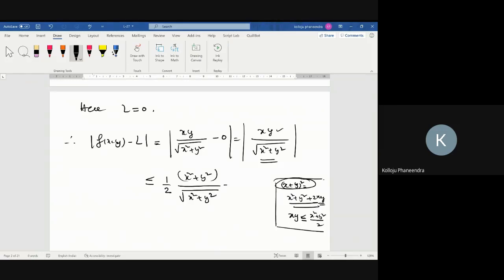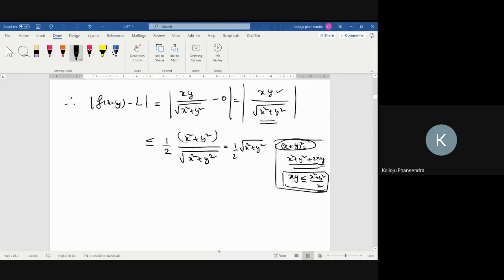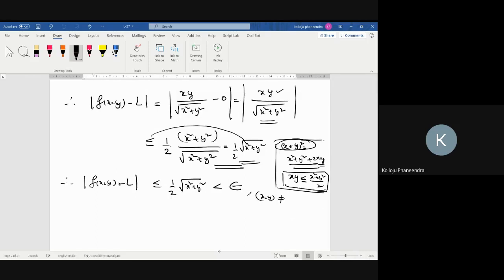Now this is equal to 1 by 2 under root of x square plus y square. So this is the logic: xy is definitely less than or equal to x square plus y square by 2. Now I'm getting this value, and it must be less than epsilon. Therefore, mod xy by under root x square plus y square minus L is less than or equal to 1 by 2 under root of x square plus y square. This must be less than epsilon, and for this, definitely (x,y) is not equal to (0,0). And next one, what is this?